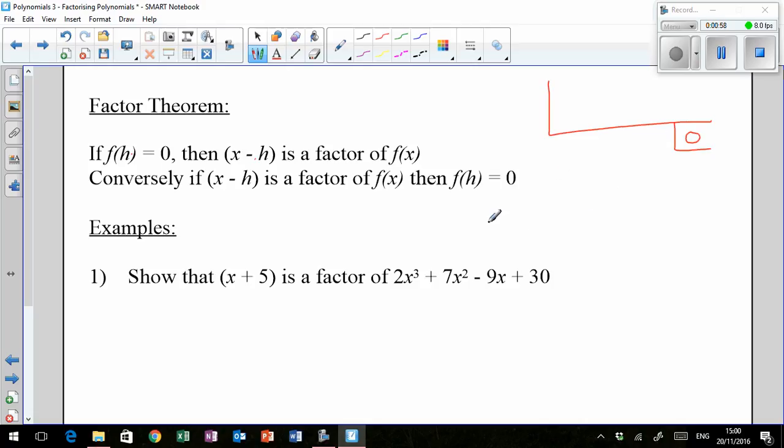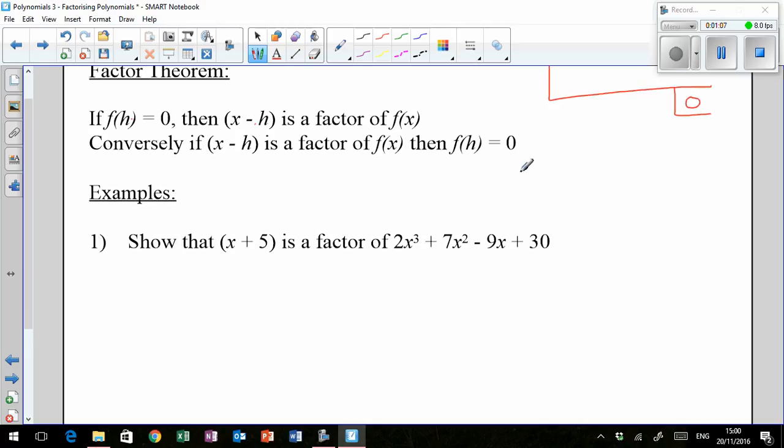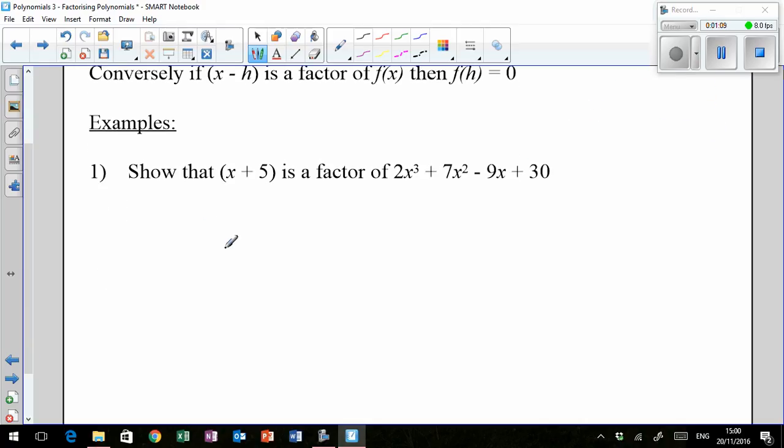Now, our example is showing that x plus 5 is a factor of this polynomial. What we want is a situation where we're getting 0 at the end of our synthetic division. So we're going to set up our synthetic division. x plus 5 means that on the side of my synthetic division is going to be negative 5. For my polynomial, I've got 2x cubed, 7x squared, minus 9x, and I've got 30 at the end. And now I want to run through.